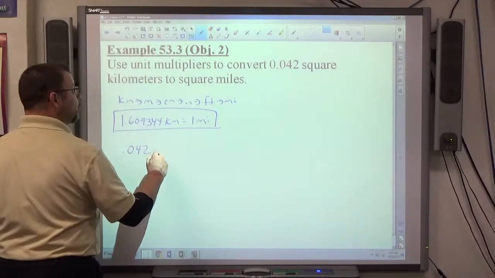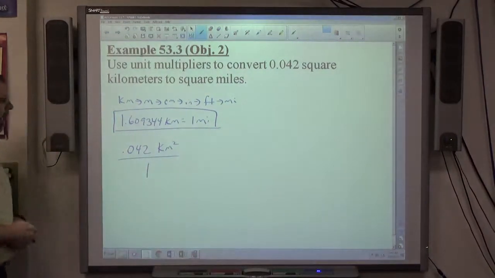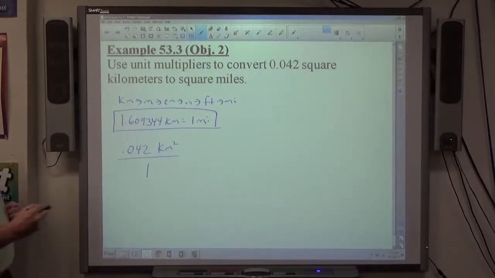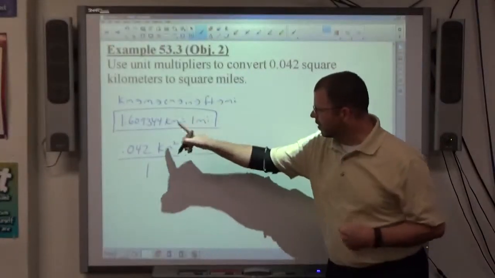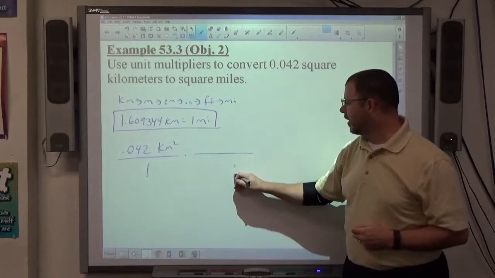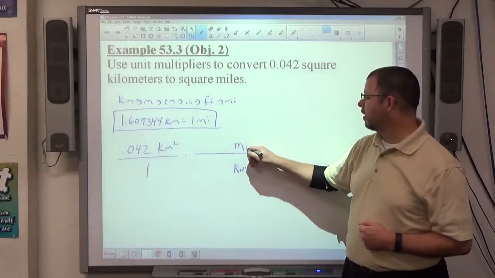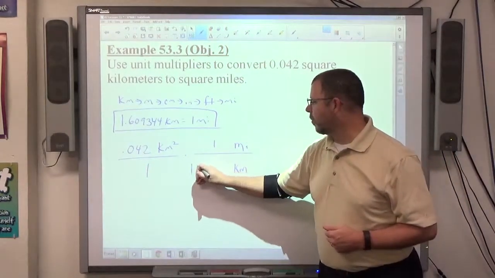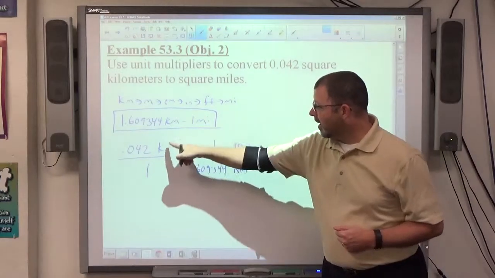So, 0.042 kilometers squared. And I want to change it to square miles. And again, it's simply a matter of putting the correct unit in the correct location. Currently, kilometers in the numerator, so I need kilometers in the denominator for cancellation purposes. That puts miles in the numerator. And one of these equals 1.609344 kilometers. Again, that's square kilometers.